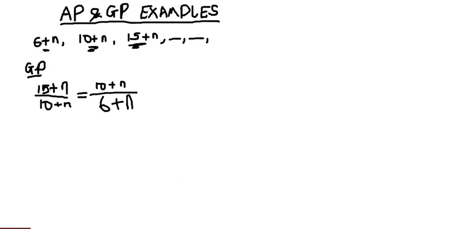So because we have created an equation here involving fractions, we can cross multiply and get our value of n. Cross multiplying this, we will have 15 plus n as a factor, multiplying 6 plus n, which is equal to 10 plus n squared, or 10 plus n multiplying also 10 plus n.